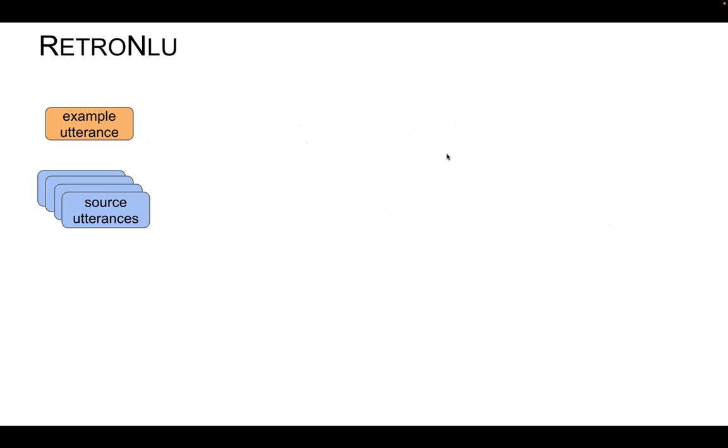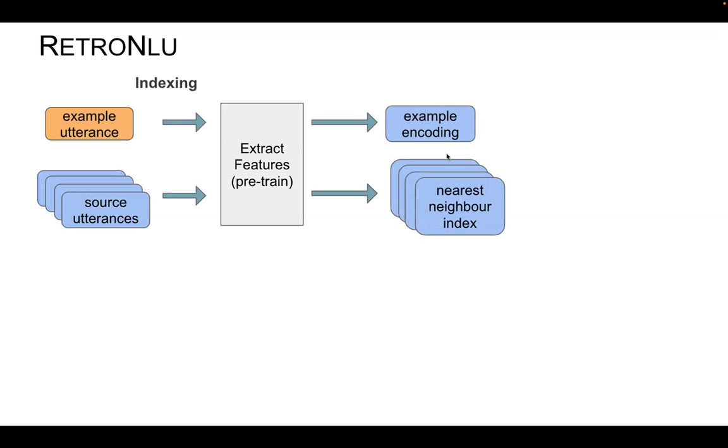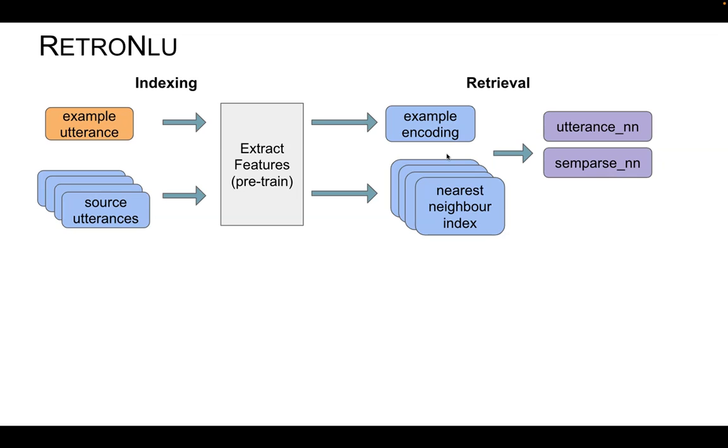This is a flow chart which quickly depicts this. You have this example utterance, and you have source utterances. This can be from the training set as well as some other source. Now you basically extract features. Then you do encoding and build the nearest neighbor indexes of these. These nearest neighbor indexes you can build with FAISS or another library.